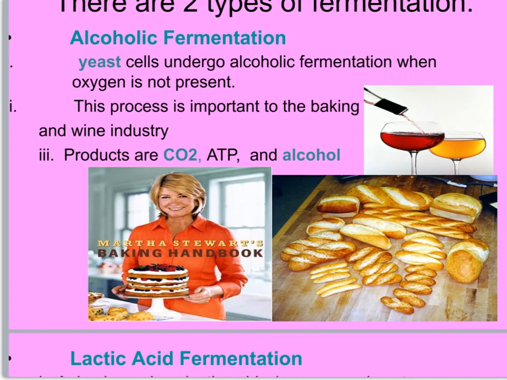So anyway, let's talk about the two types of fermentation. Alcoholic. So alcoholic fermentation is going to occur in yeast cells, and this is when oxygen is not present. This is very important for baking and wine. Okay, so the alcohol, obviously alcoholic fermentation is going to produce alcohol. Now, it is also going to produce carbon dioxide, which causes the bread to rise, okay, and also ATP. That's the whole goal here, is to produce ATP without oxygen. And then again, alcohol is a byproduct.